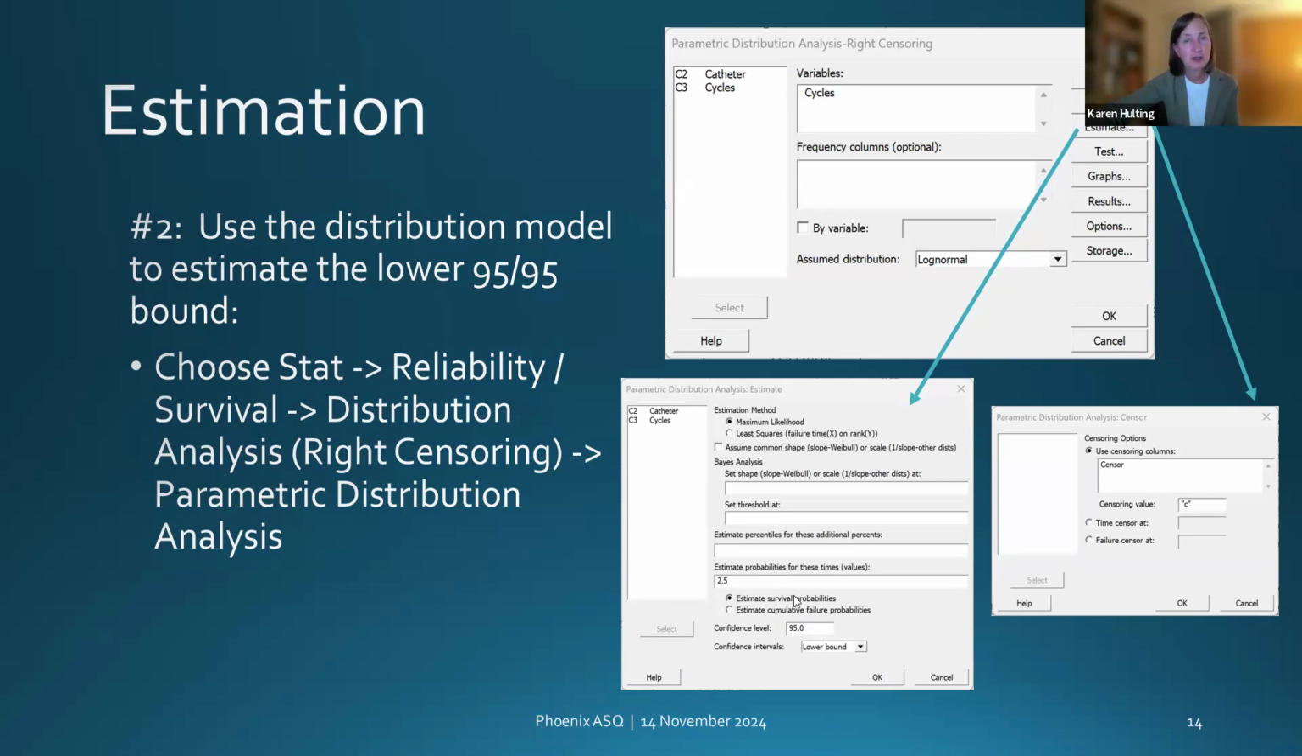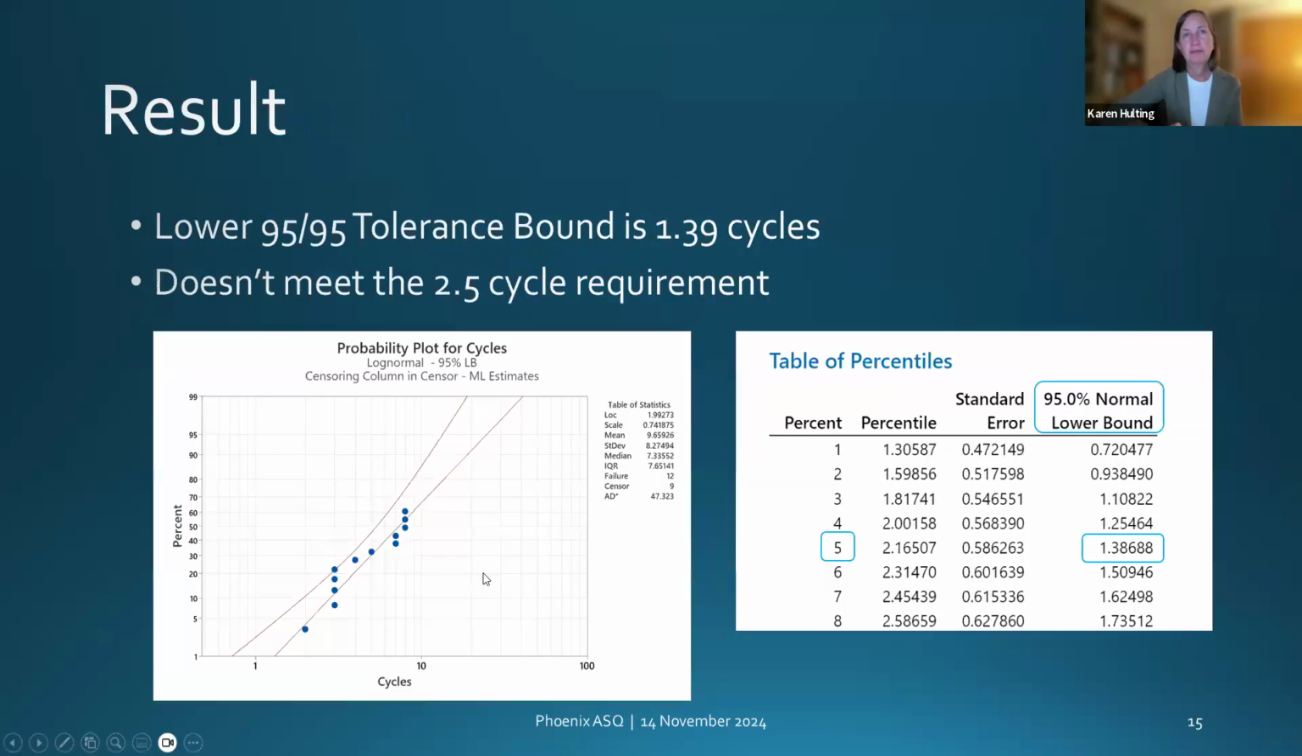I'm going to be estimating survival probabilities, which is a synonym for reliability, right? I'm going to estimate reliability or survival rather than failure probabilities. And so then I want to have a lower 95% confidence bound on that survival probability. How low might that reliability be? And so when I do that, I get this analysis where I estimate this 95% lower bound on the percentiles.